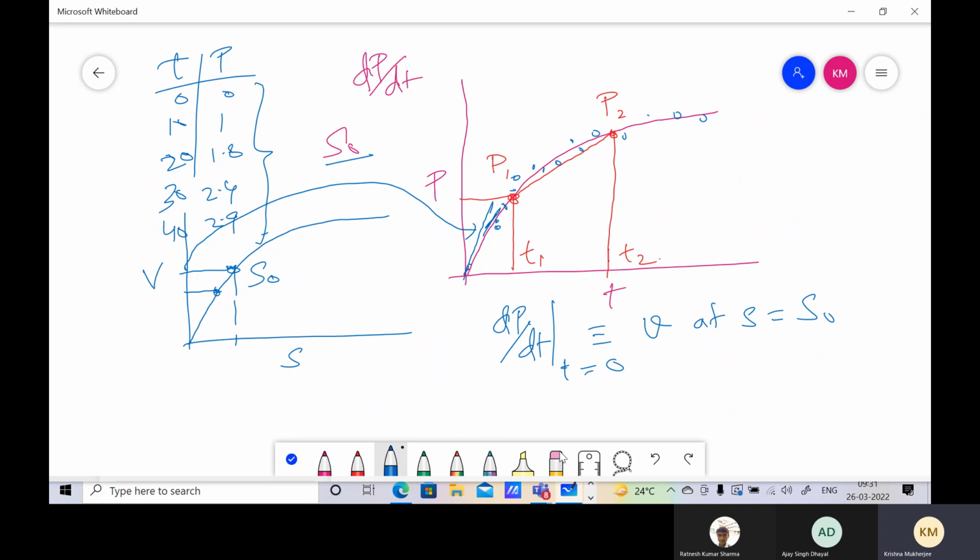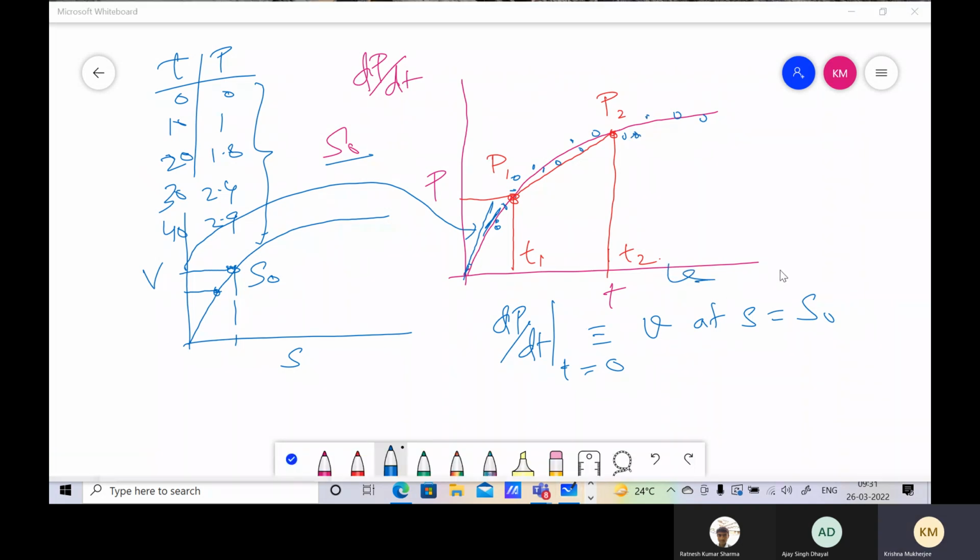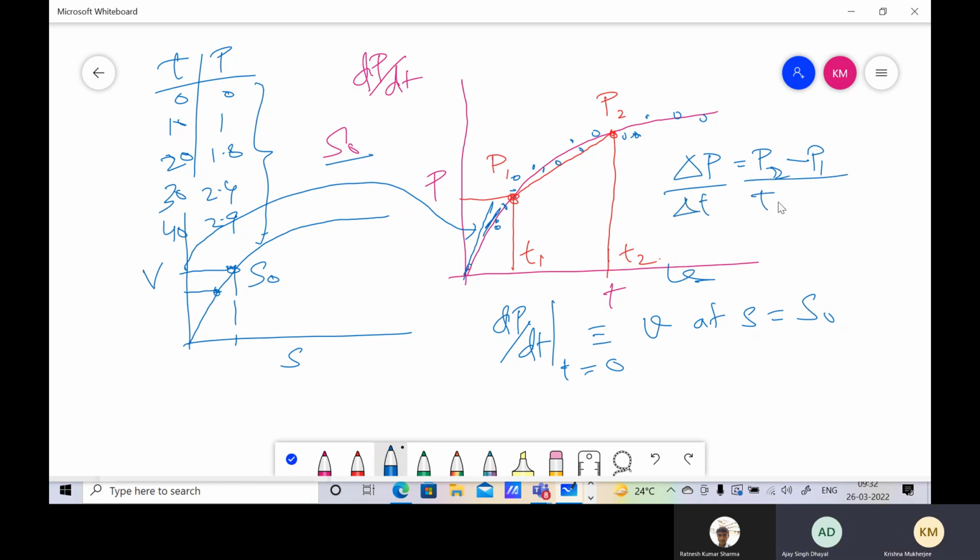So what is the velocity? These are the kind of things I thought would be part of your own self-study. So obviously, what is the velocity? Delta P, which is P2 minus P1, by delta T, which is T2 minus T1. Yes, sir. Perfectly fine. This is V, but this is V at what point?